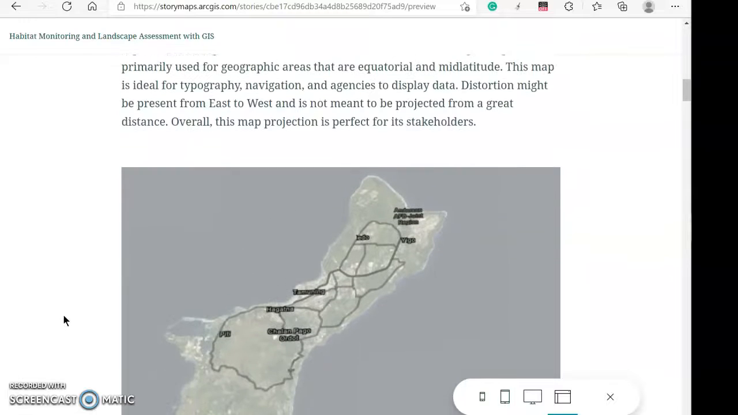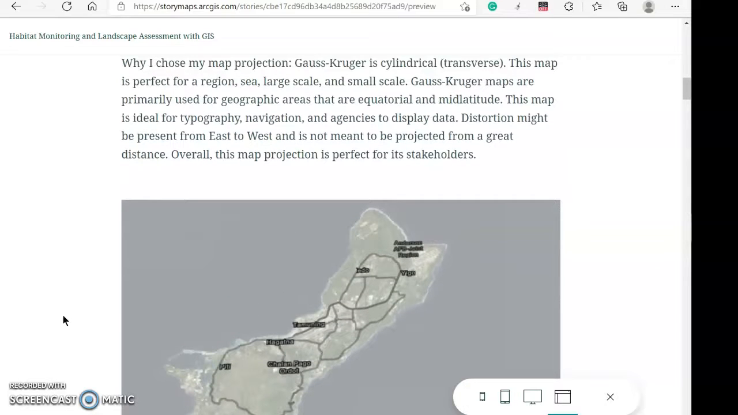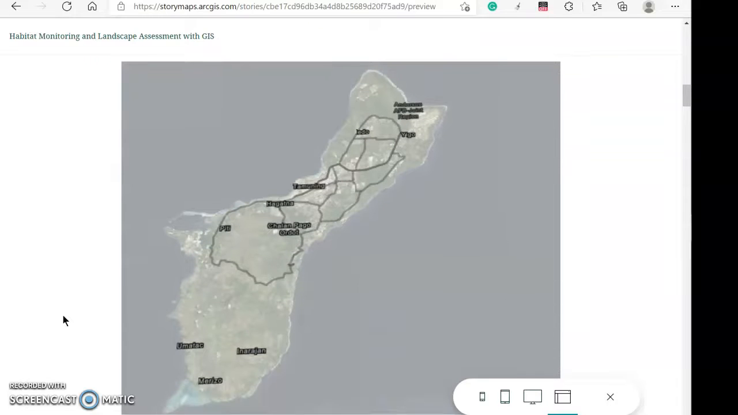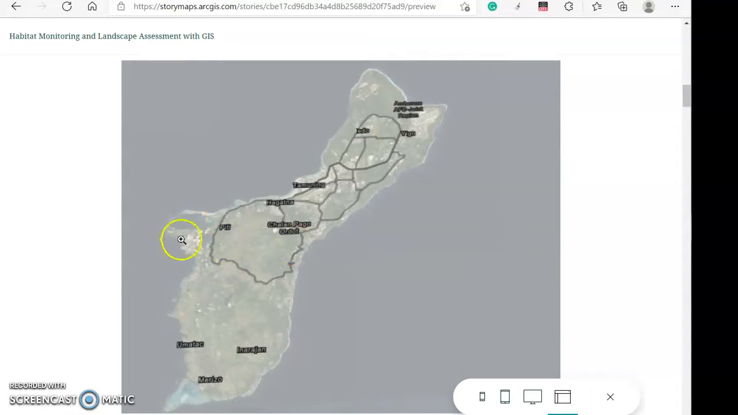The projection used is the Kruger. This map is perfect for the information that I'm trying to relay. It's a little distorted on the vertical side, but that's okay because we didn't need that. We were focusing more on the horizontal. The area of focus throughout this entire presentation will be right up here, and I will tell you why later.